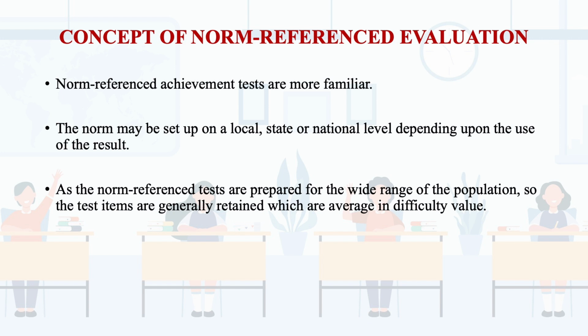Then further we can say, as the norm referenced tests are prepared for a wide range of the population, the test items generally retained are average in difficulty value. So you will find that the test items or questions included in a norm referenced test or evaluation are always average in difficulty standard, because this is prepared not for a small group of learners, rather for a wide range of population, a wide range of students. So that's why average difficulty questions are included in the test.